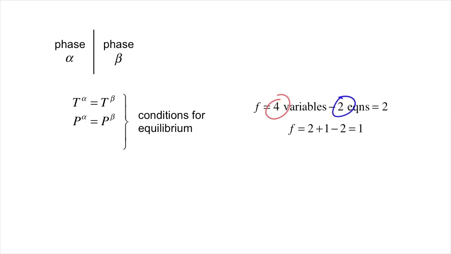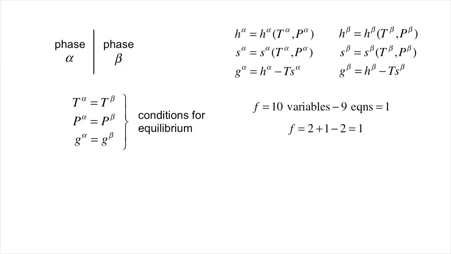Based on the previous considerations, we need to add that the Gibbs free energy of each phase must be equal. That adds 2 more variables and 1 equation, pushing our degrees of freedom up to 3. However, if we express each of these Gibbs free energies in terms of the enthalpy and entropy in each phase, and recognize that H and S are functions of T and P in each phase, we have a system of 10 variables and 9 equations, which has only 1 degree of freedom. So there you have it, Gibbs' phase rule finally justified, mathematically.